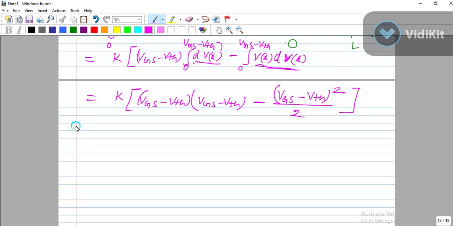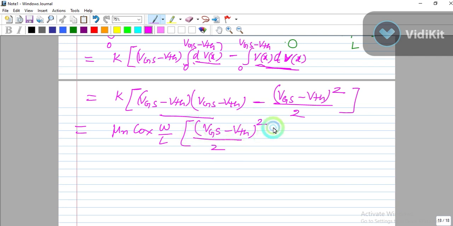Now let's write the value of K also. Mu n Cox W by L, and it will become (VGS minus VTH) square. Subtracting, it will become (VGS minus VTH) square by 2. Now let's keep this 2 outside of this and remove this also. There I'm keeping ID. So this is ID.